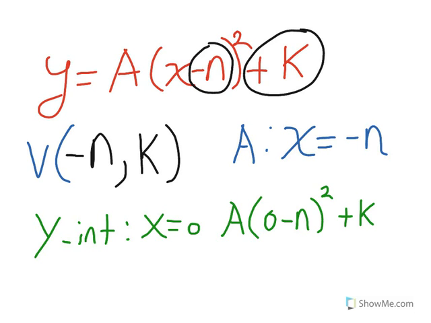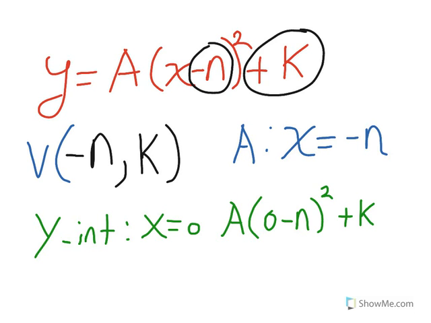Now I'm going to take the sign that's with k. So if it's a minus 5, I'm going to put minus 5 there. If it's a minus 2, I'll put a minus 2 there. The axis of symmetry is just going to be x equals whatever n is, the negative sign of that.